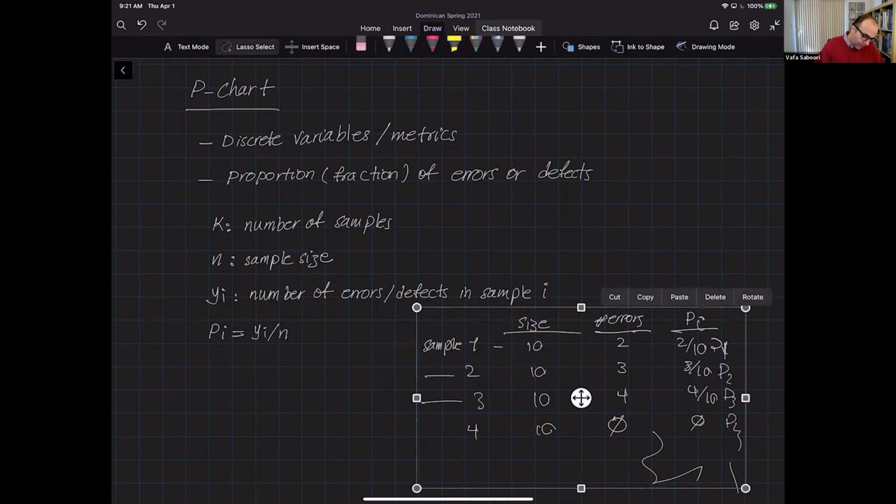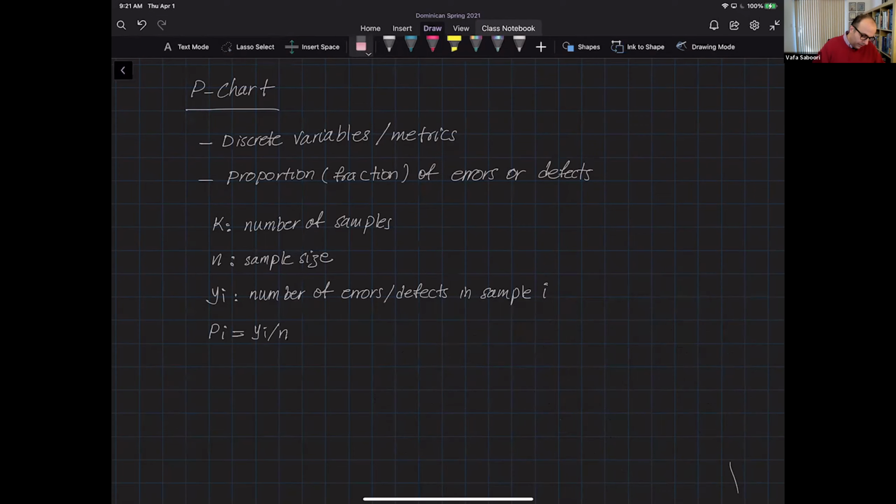Let me clear this up and continue our discussion. Once I have calculated all those p values, p1, p2, p3, p4, I need to get an average of all those p values. The average of all those p values would be p bar. It's going to be the average of the pi, or if you want to put it in a formula, it's going to be the total number of errors divided by the grand sample size, the size of all samples.